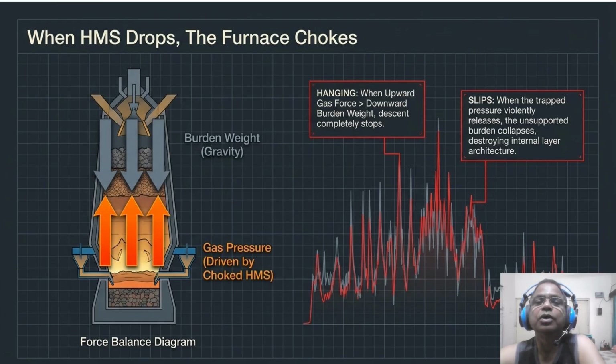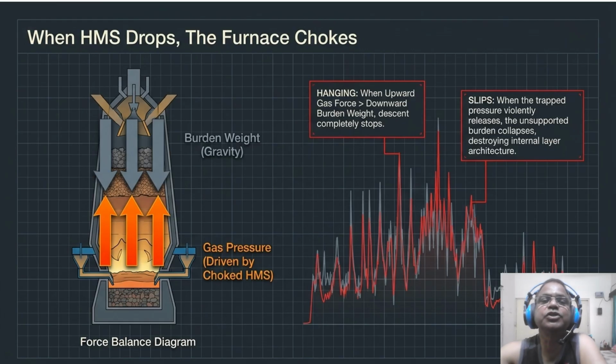So here is what this means for safety and cost. A slip can damage your cooling staves, blow out your bleeder valves and send unreduced material into the hearth, chilling the blast furnace. So a choked HMS is a ticking time bomb for your production schedule. We must manage the void to manage the risk. So what are the international standards we need to hit to stay out of the danger zone?